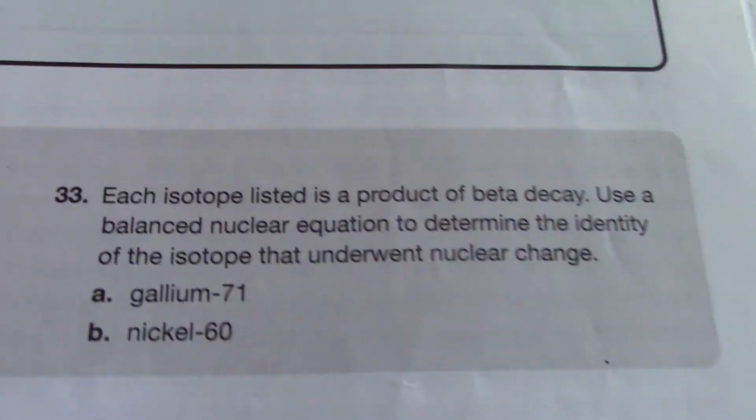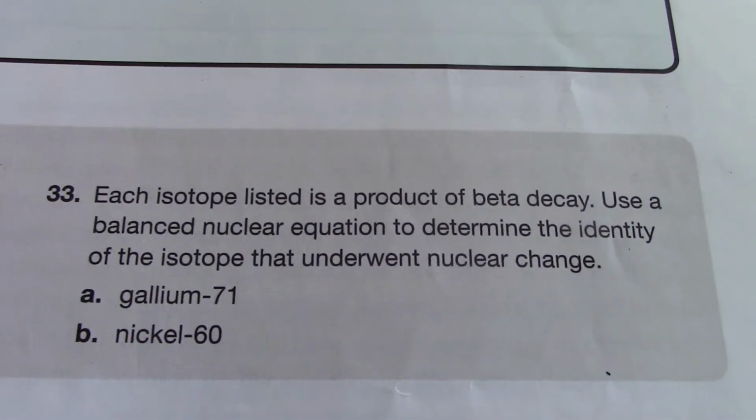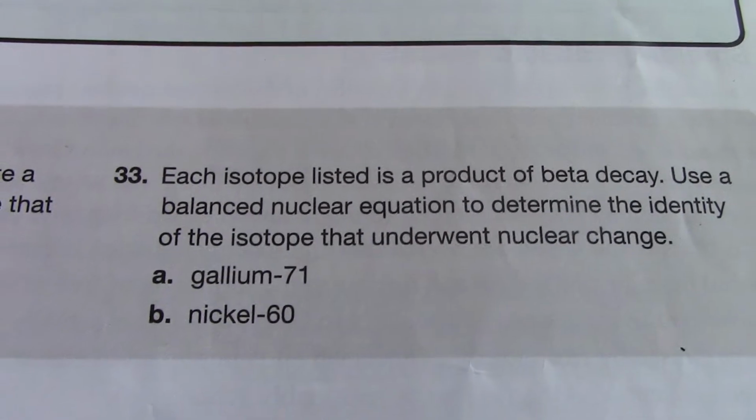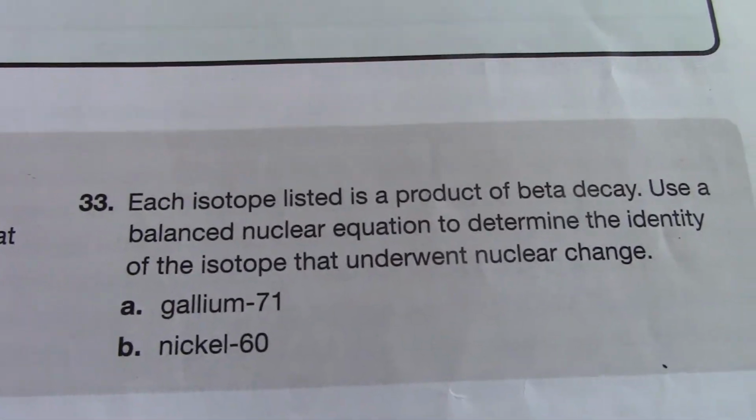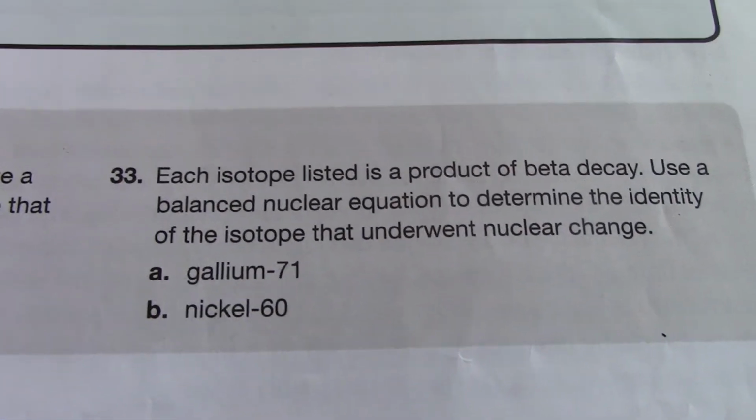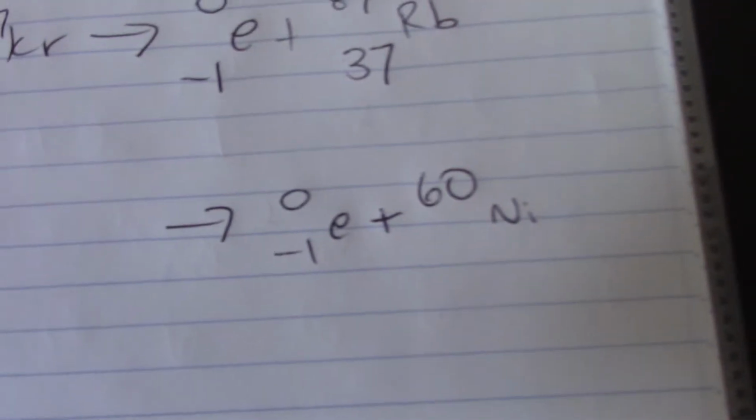You can do 32b on your own. 33 says each isotope is listed as a product of beta decay. This is the same thing as the other series of questions. Use a balanced nuclear equation to determine the identity of the isotope. So I'll look at nickel, 33b. We produce nickel 60. Nickel 60 was produced as a product of beta decay.